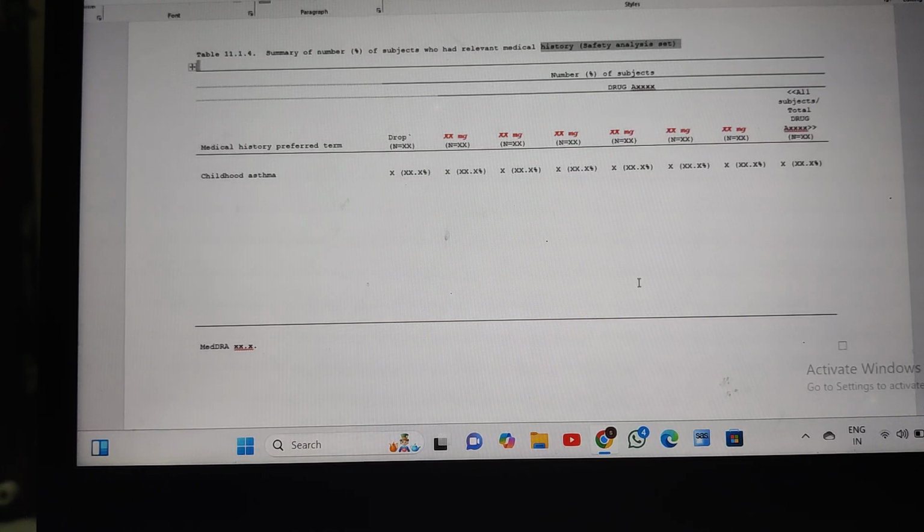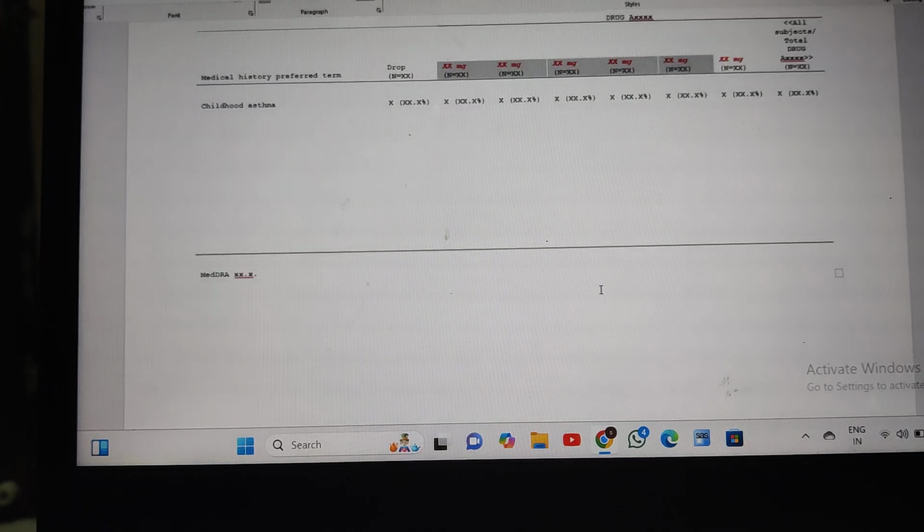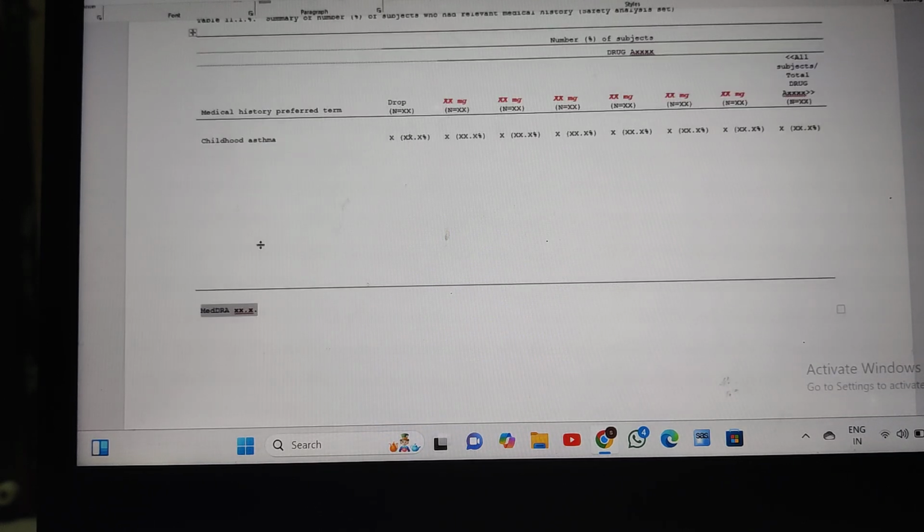It's up to you. So those who have taken at least one dose of drug administration, then we can call it a safety flag. Okay. So this is the summary of the number and percentage of subjects who had relevant medical history. So the particular relevant medical history of this study. So the childhood asthma, which of the subjects have childhood asthma? The subject counts we should represent here. Okay. So then the same by your particular randomized treatments. Okay. And then here, if you can see the MedDRA, which kind of MedDRA version we have used, we need to represent in the TLF.